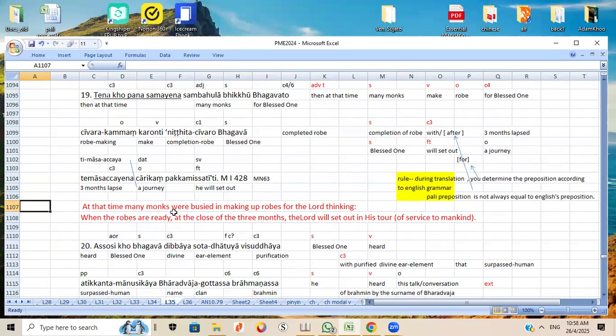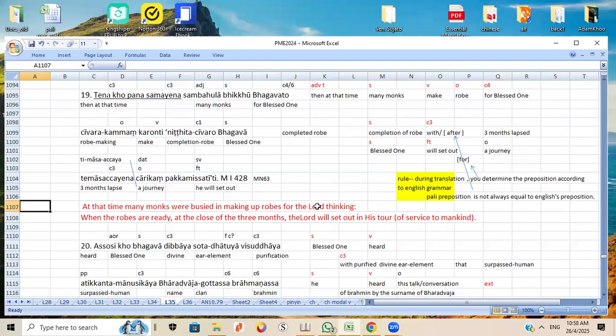"At that time, many monks were busy." The word "busy" is not there in the Pali, but I can tell you it makes sense. For three months they must be busy making robes, because they have to cut the cloth patch by patch. If they go to the charnel ground, find some white cloth, they have to dye it, and then stitch it patch by patch. This is in making up robes for the Lord. The word Lord is Bhagava.